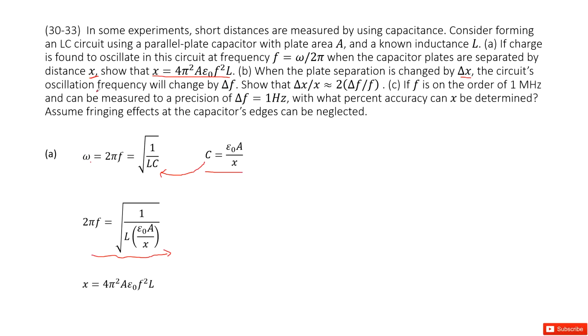The second one tells you when the plate separation is changed by delta x, the frequency changes by delta f. We need to prove this equation for delta x over x, right? So how can we do that? We can start from this equation we got.